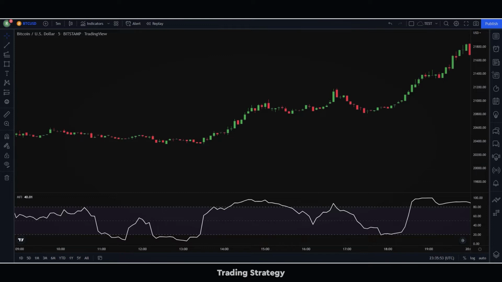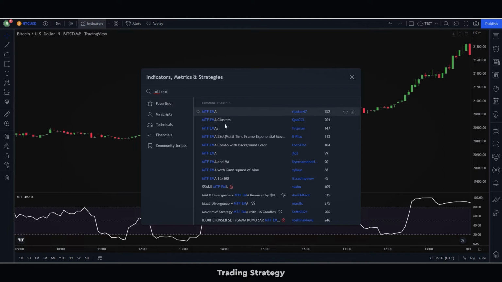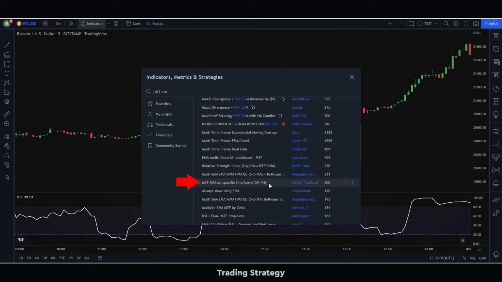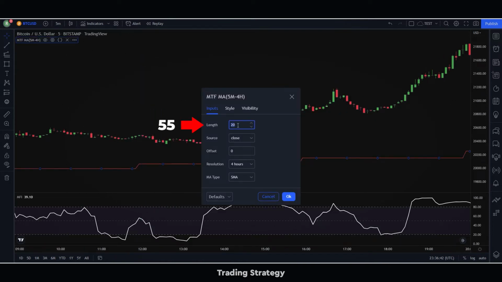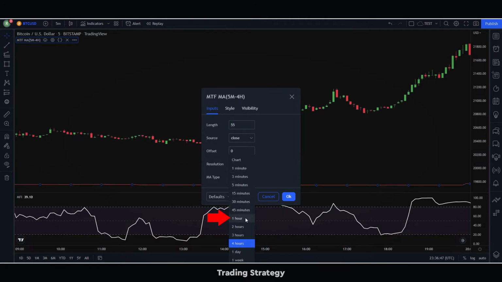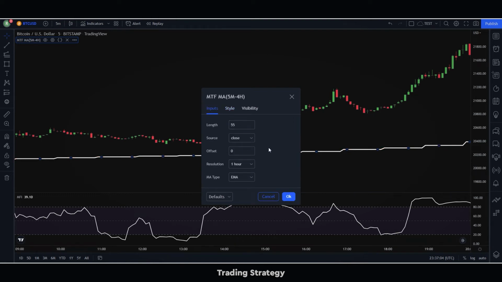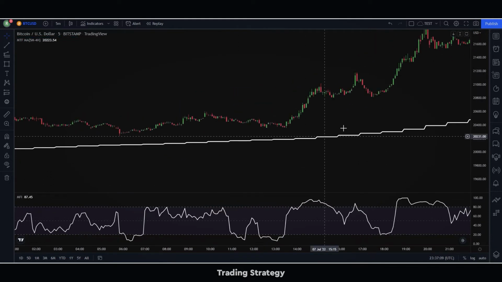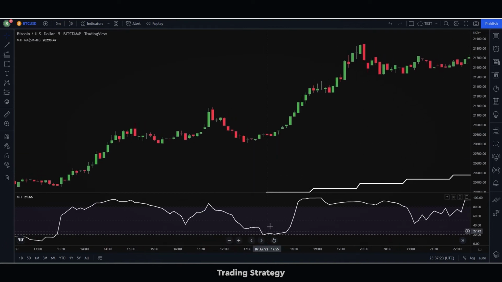The second indicator that we will use will be the MTF EMA, which is a moving average adjusted to different time frames. We will put this indicator in 1 hour, and we will put an EMA of 55 periods. We will also change the color of the line to white, and we will increase the thickness. What the indicator will do is show us the EMA of 55 periods of the 1-hour chart, but on our 5-minute chart.